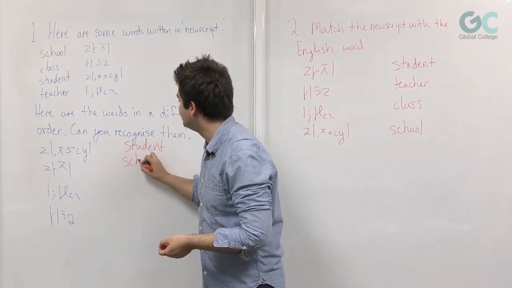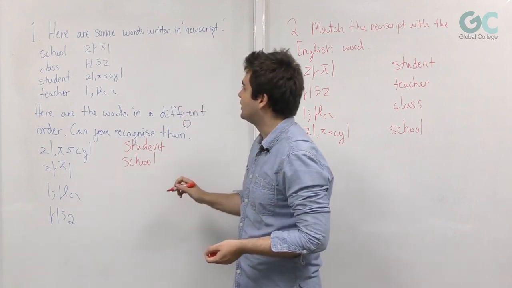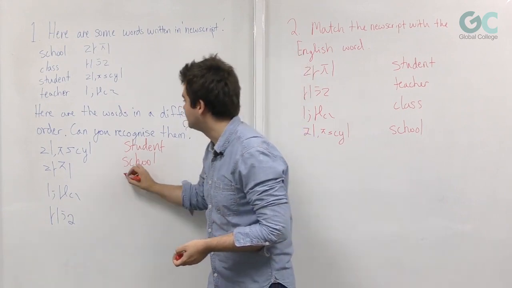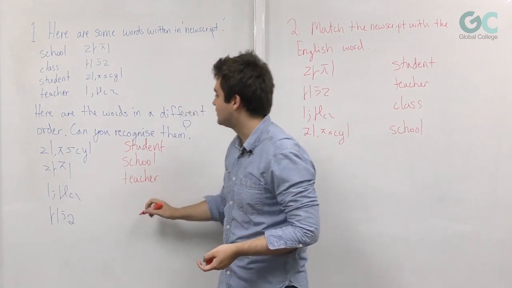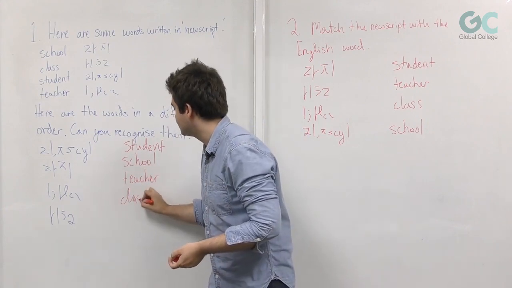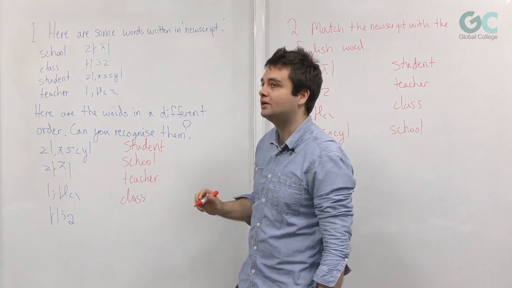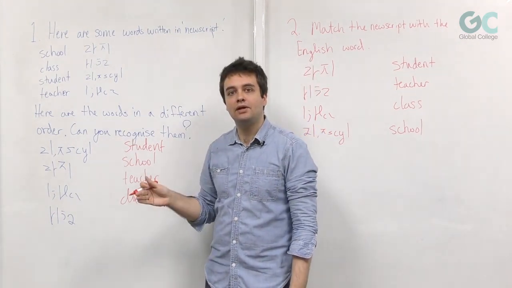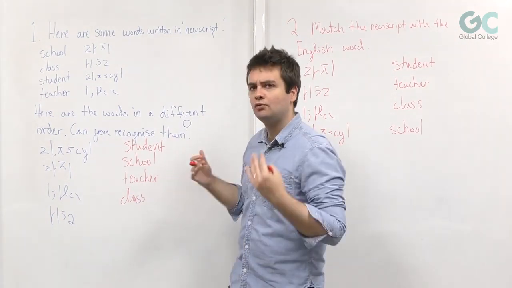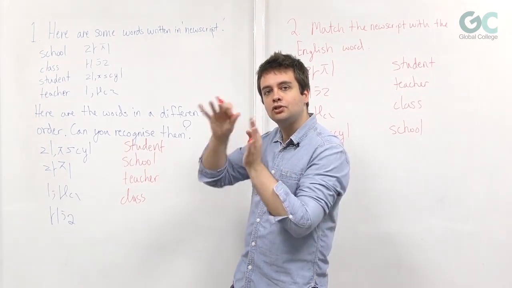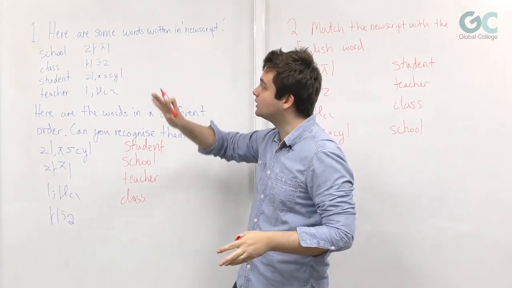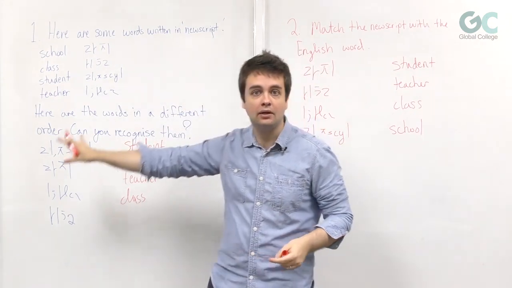You've got school, and then after that, what do you have? You've got teacher, and lastly, you've got class. Okay, all right. Now after they've done that, they got to move on to the second part. And it says in your activity 1, you should fold the paper in half so that you can't see this part here, right?